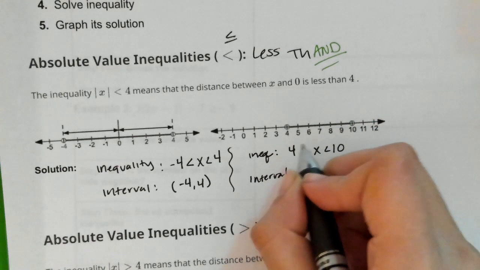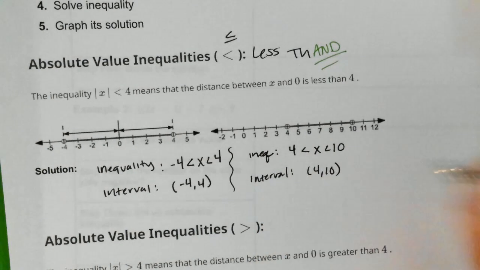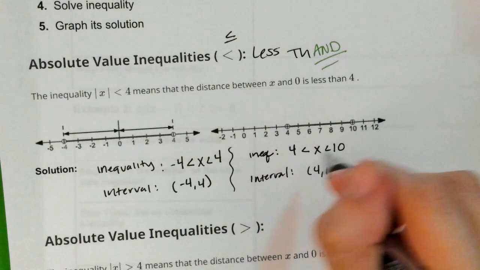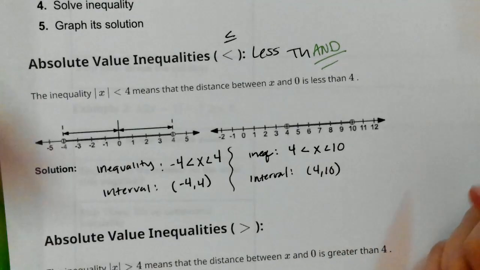So my x values are between 4 and 10. And for interval notation, it's kind of shorter. You get rid of the x and you get rid of the inequalities and add parentheses. So that's an and case.